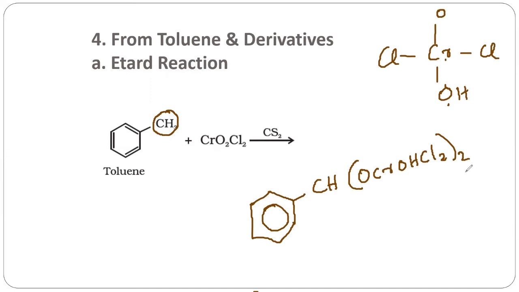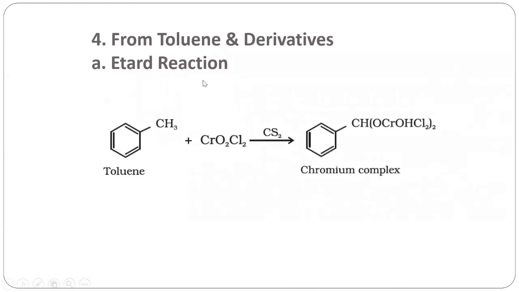The actual mechanism is a little more complicated, but for a simple understanding, you can consider it like this. Chromyl chloride is CrO2Cl2. From that, you remove the double bonds, put a hydrogen here and start with the O. So O, CrOH, Cl2. Two hydrogen atoms will be substituted, so you will end up with a chromium complex. That chromium complex on hydrolysis, all the large complex groups will be removed and replaced by double bond O. So CH double bond O, and you get benzaldehyde. This is the Etard reaction.